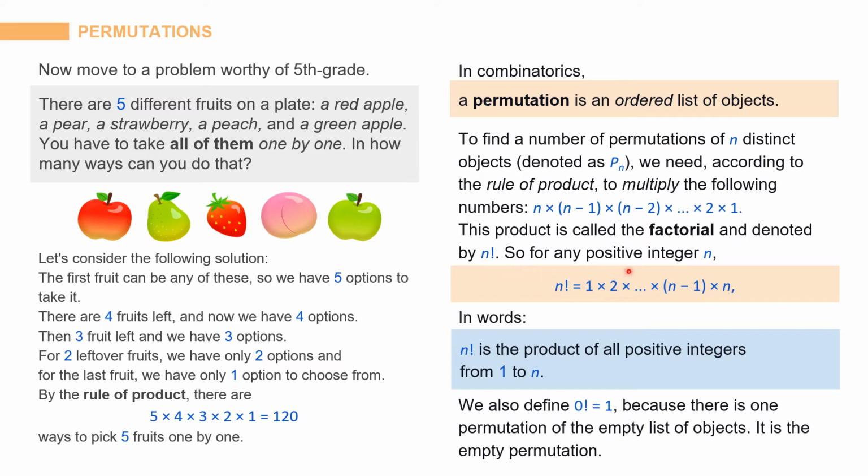So for any positive integer n, n factorial is equal to 1 times 2 times 3, etc., n minus 1 times n. Or n factorial is the product of all positive integers from 1 to n. Just for completeness, we define 0 factorial equal to 1 because there is 1 permutation of the empty set of objects.